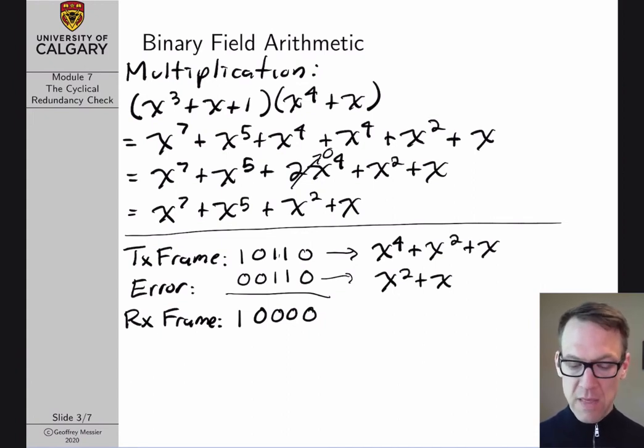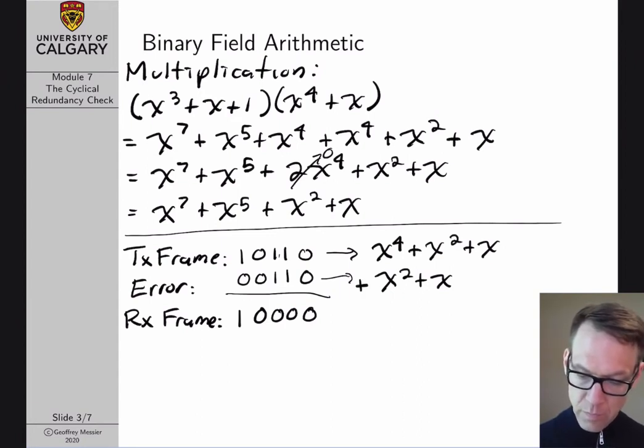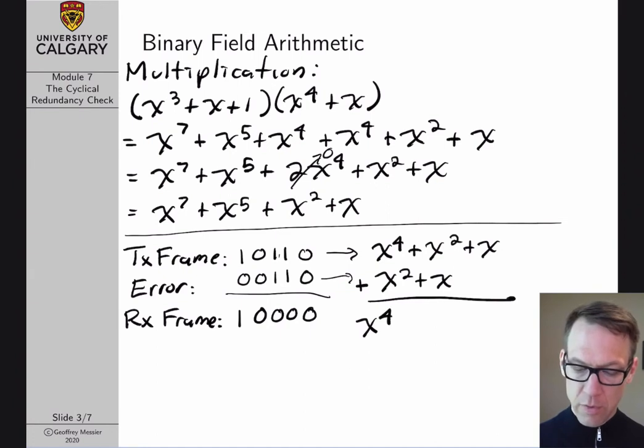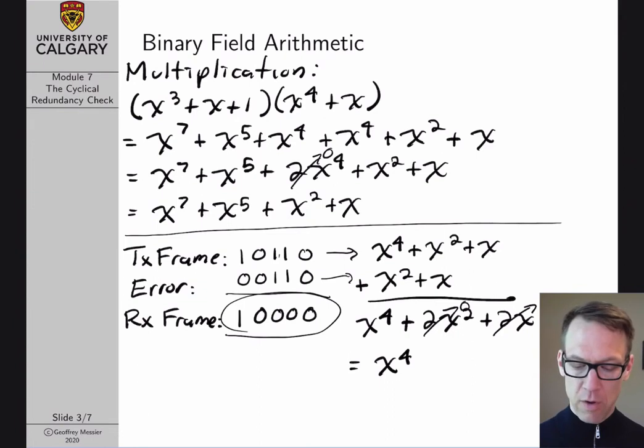And so if we then add our error pattern to our transmitted frame, we get x to the fourth plus 2x squared plus 2x. And taking modulo 2, this term goes to 0, this term goes to 0. And then our final answer is equal to x to the fourth, which represents our received frame because we only have a single one bit in the most significant bit position, and then all the other bits are 0. And so adding, quote unquote, errors to a transmitted frame pattern works in binary field arithmetic.